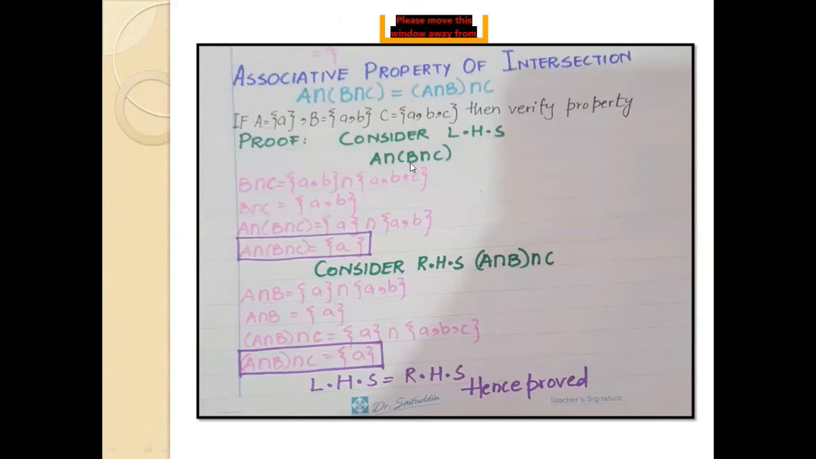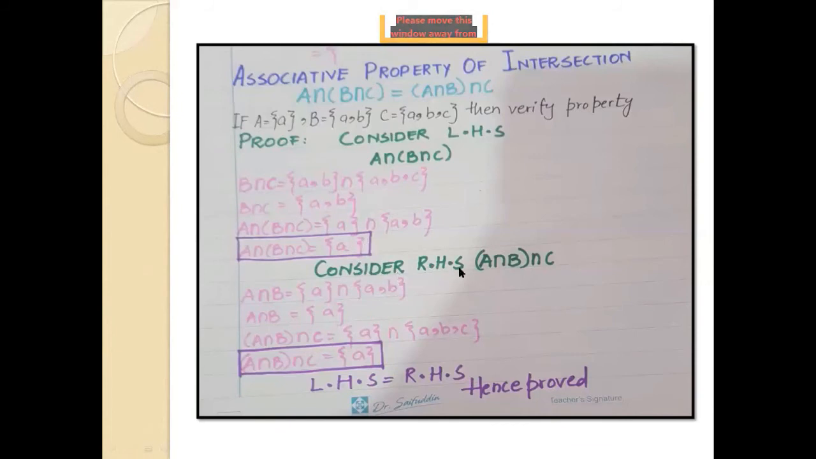Now the whole property: A intersection, and within the bracket B intersection C. First we write the element of set A, that is A, then the sign of intersection, and then B intersection C, which we have solved above: A, B. Now this is also an intersection. The common element between these two sets, A and AB, of course is A. So A intersection (B intersection C) is equal to A. This is for the left hand side.